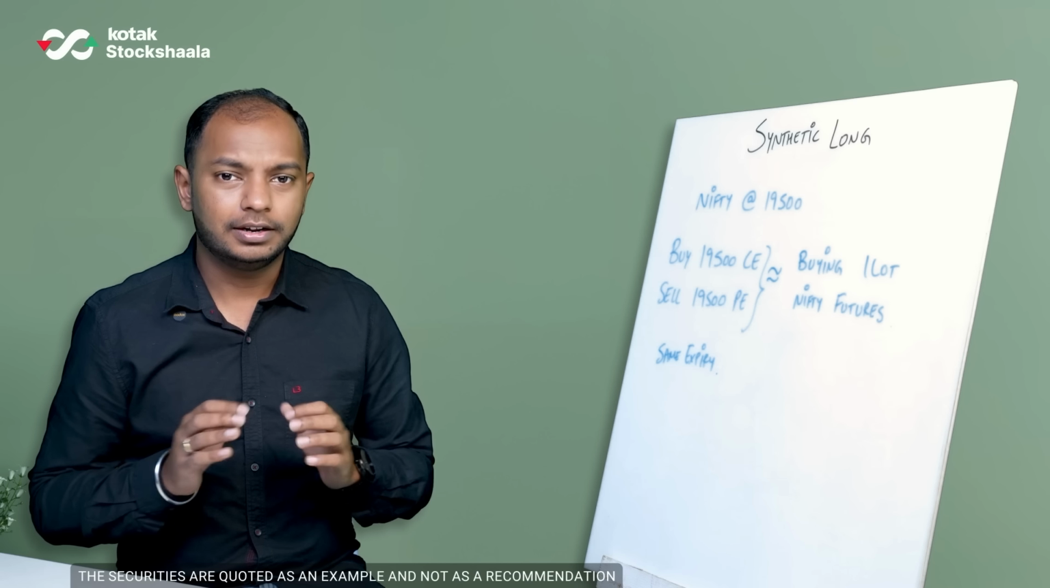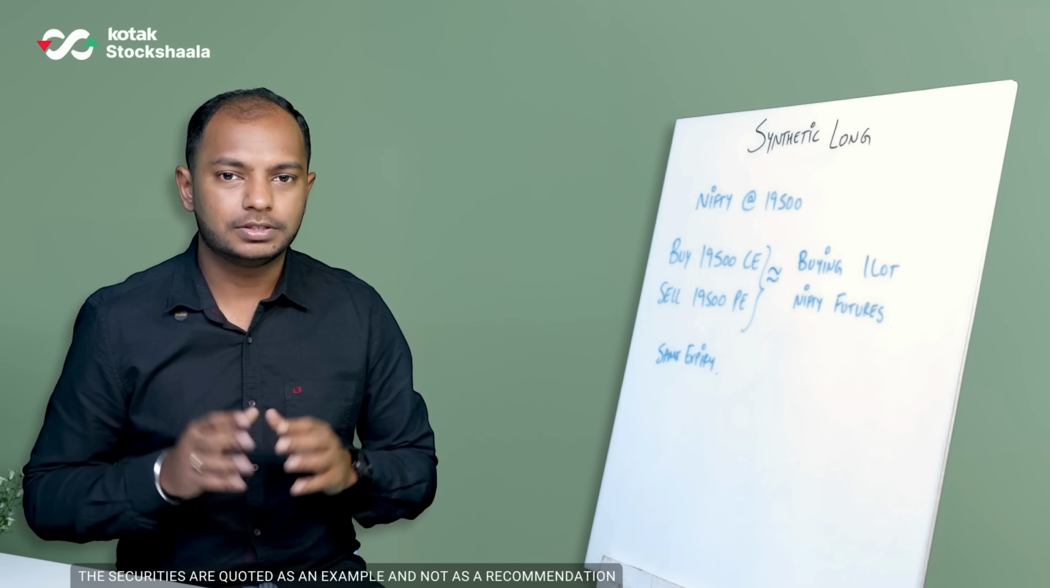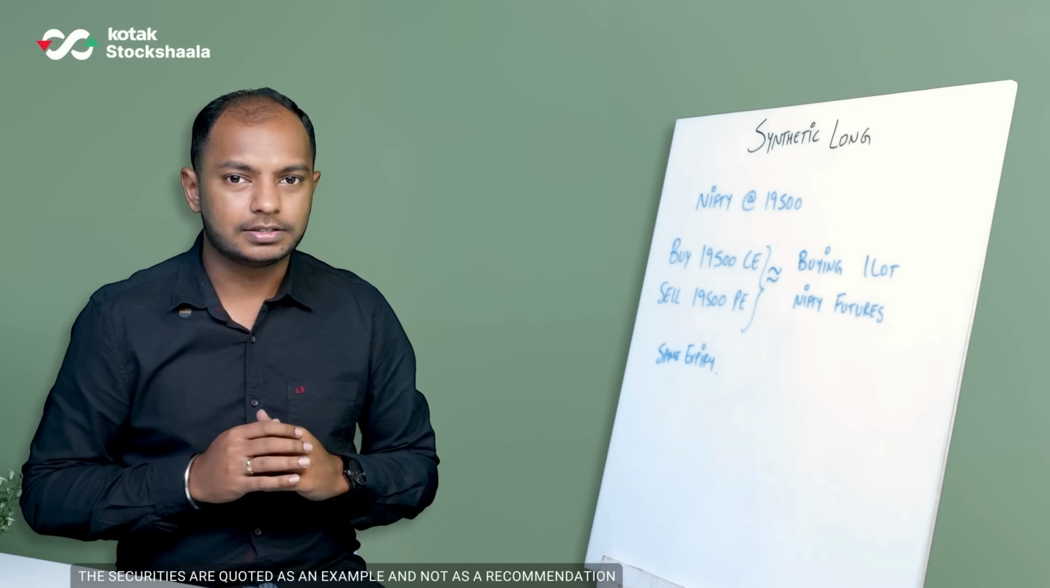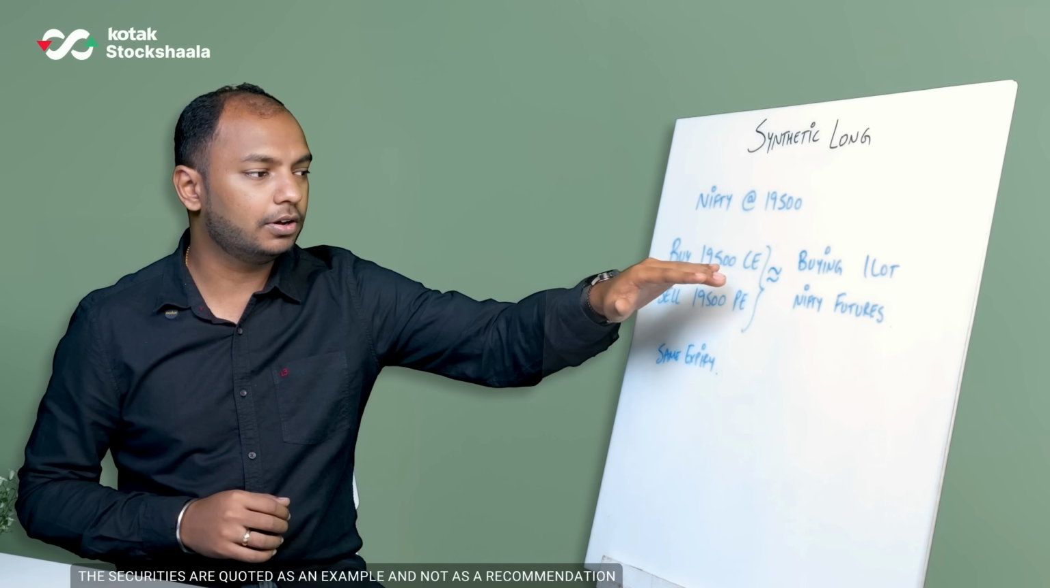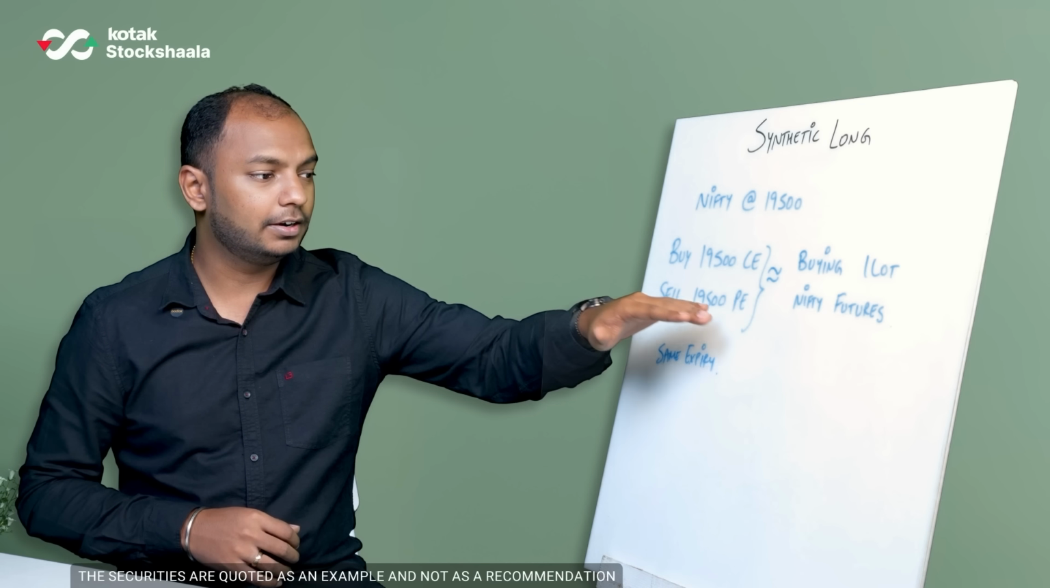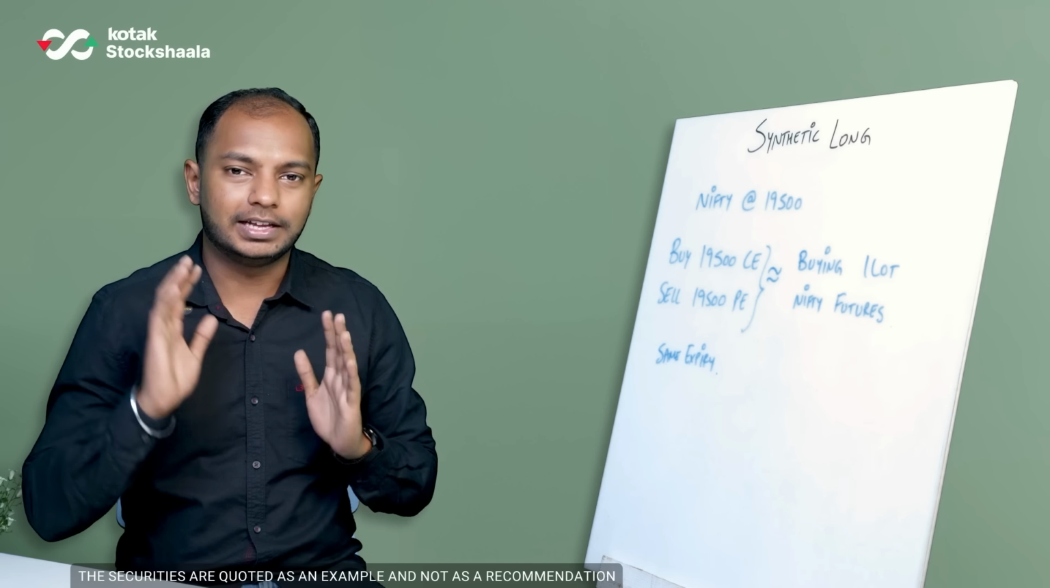If you don't know it, then go to one of the trading platforms where they offer strategy builders. Go ahead and put these numbers: buying 19,500 call option, selling 19,500 put option, and you'll get the graph exactly.